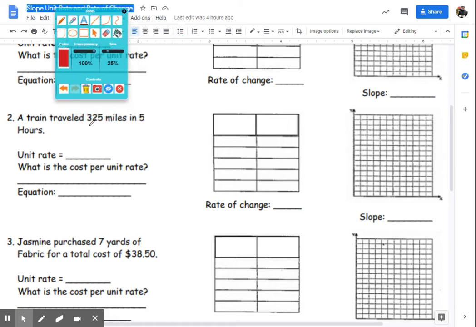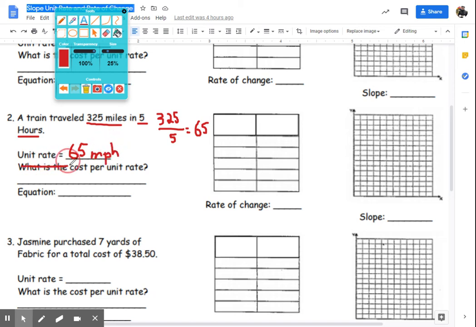All right, so a train traveled 325 miles in 5 hours. So I want to find the unit rate. I want to know how far that train traveled in 1 hour. Well, to do that, I'm just going to take that 325, divide it by 5, which will give me, let me grab my calculator, 325 divided by 5 gives us a unit rate of 65. So my unit rate is 65, and that would be miles per hour.